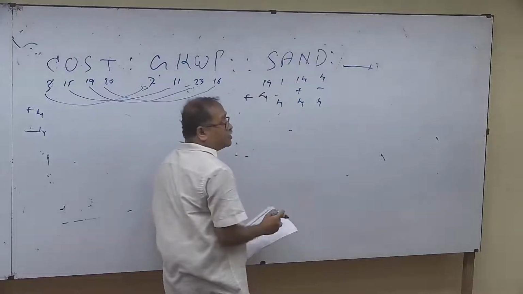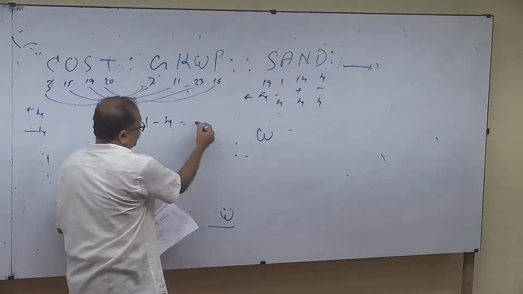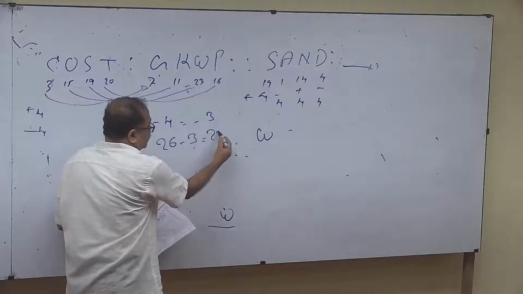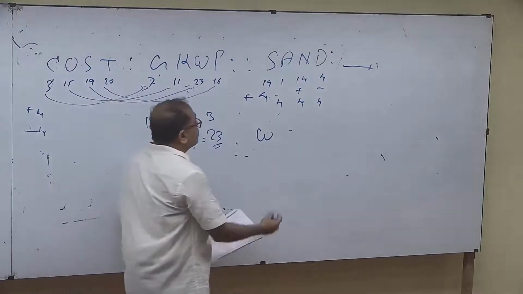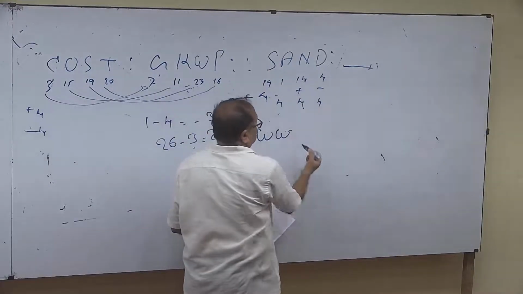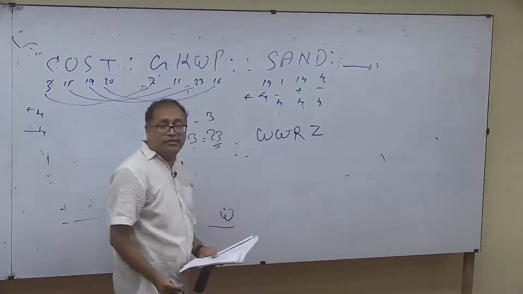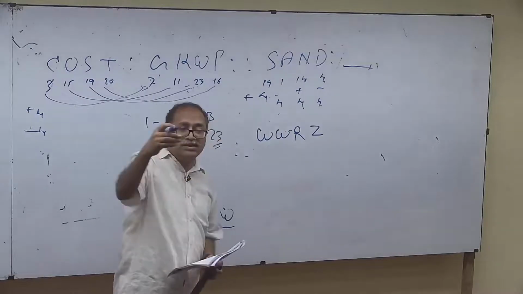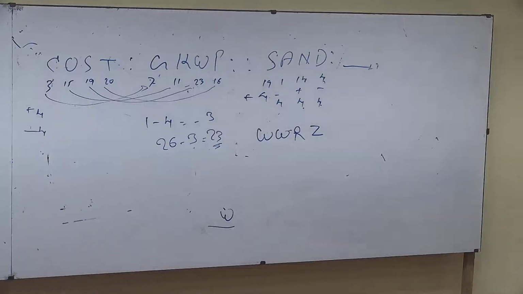Plus 4 is 23, which is W, and minus 4 is 1, minus 4 is minus 3, and 26 minus 3 is 23, which is W. So one more W comes over here. So this is 18, which is R, and this is 0, which is Z. 0, 26, all multiples of 26 represent Z. Okay, fine. So we will discuss all the questions. Don't worry.